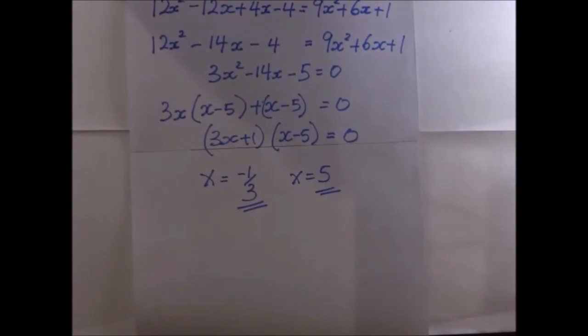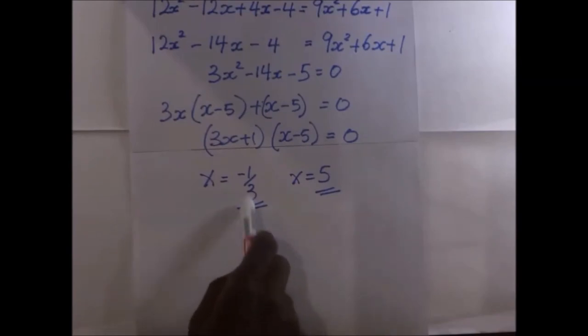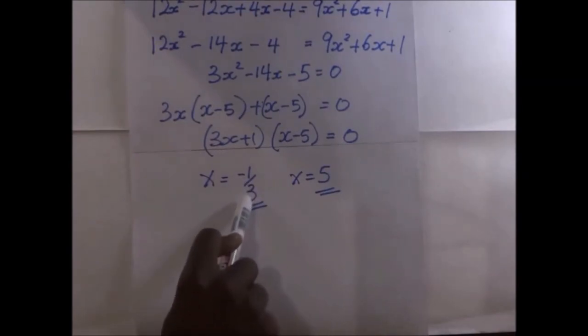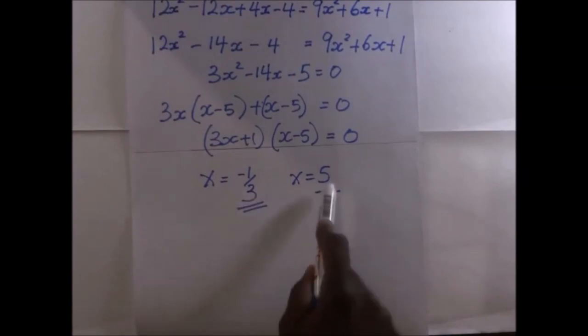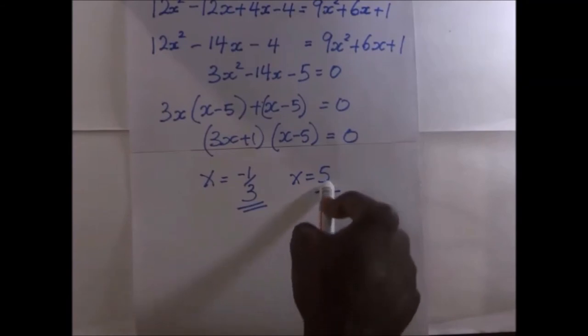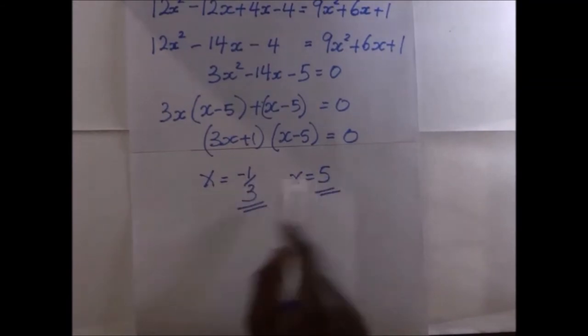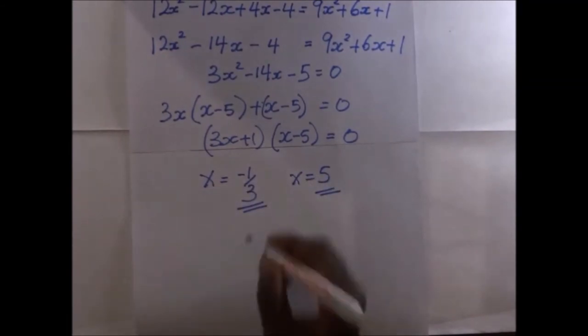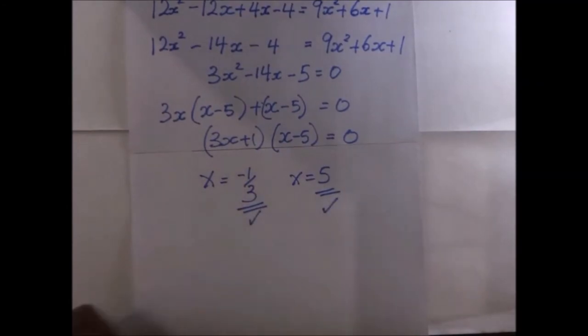But since we squared both sides, it means that we created an extra solution. And we said that for all equations involving squaring on both sides, all roots must be checked against the original equation. So when we put this value of x in our original equation, it is consistent. When we put this value of x in our original equation, it's still going to be consistent. So it means that both are correct. So this is a correct root and that is also a correct root.